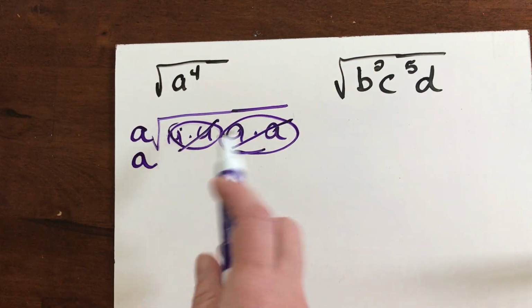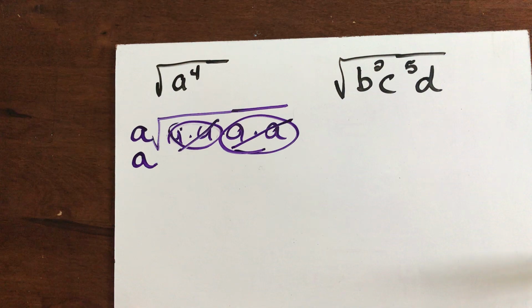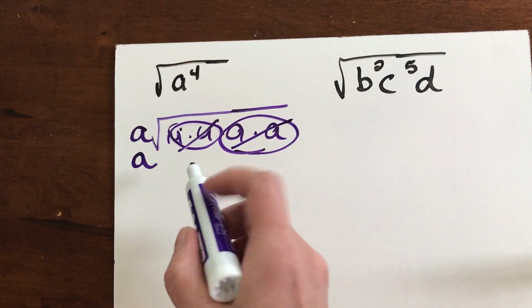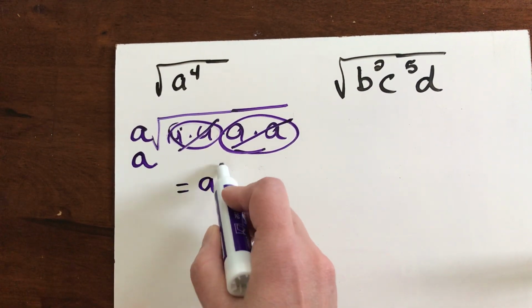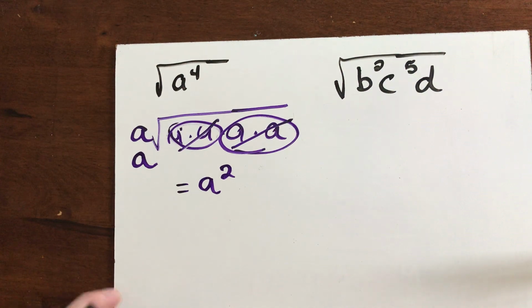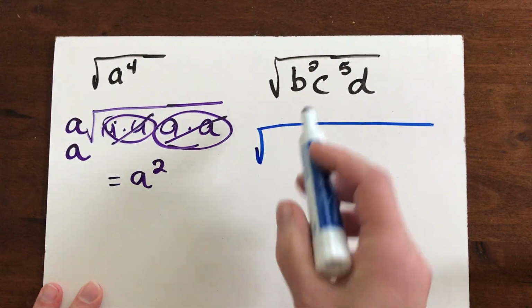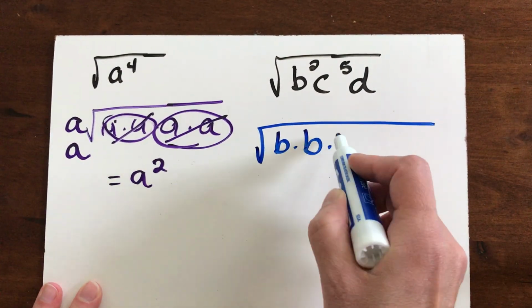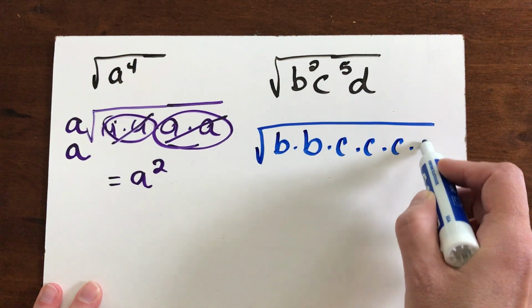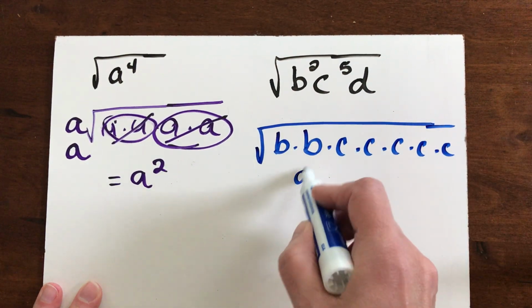Now, I have nothing left underneath the radical sign. So what happens to the radical sign? It's gone. So I'm left with A times A on the outside, which would simply just be A squared. All right, let's look at the second one. Let's do an expanded form. I'm going to make this long. I have 2 B's, so B times B. I have 5 C's, 2, 3, 4, 5. And then I have 1 D.